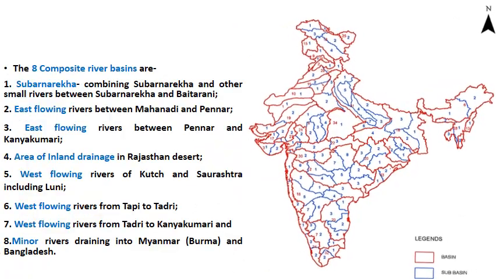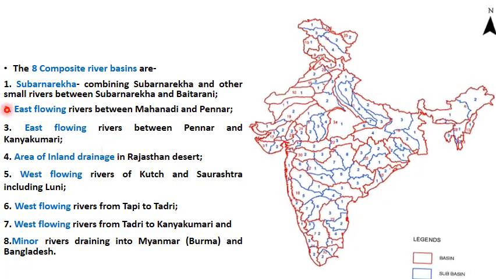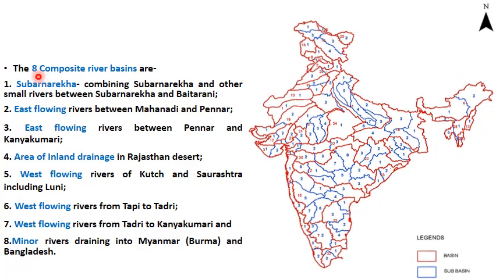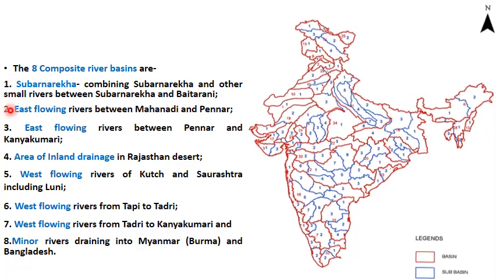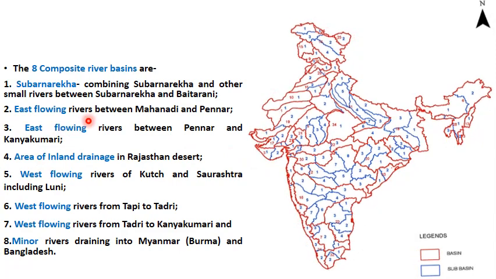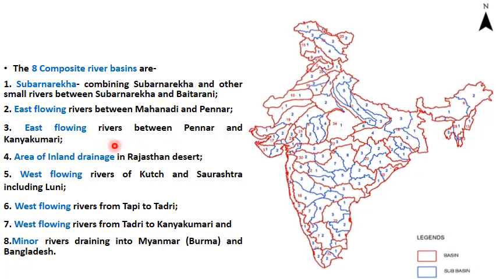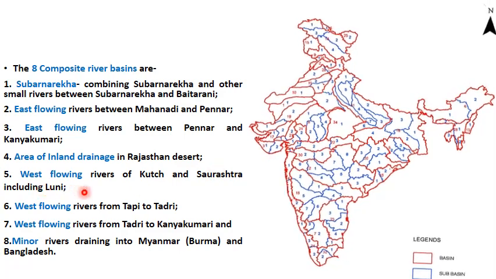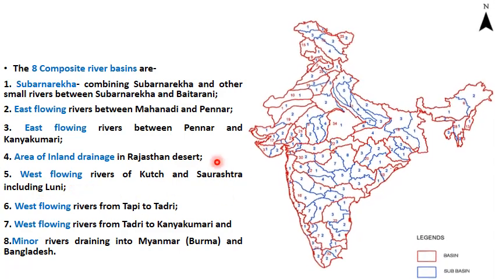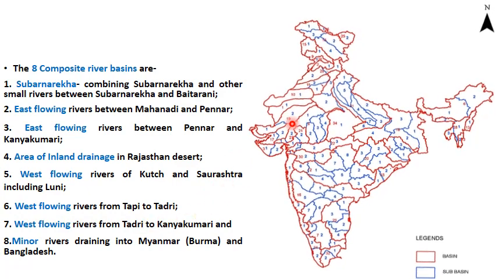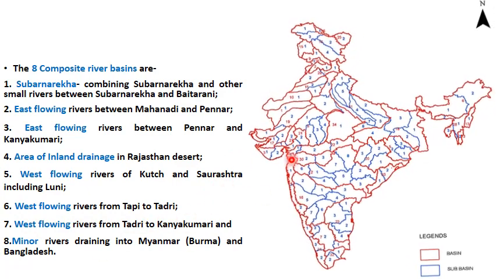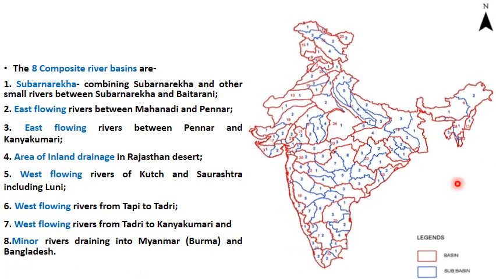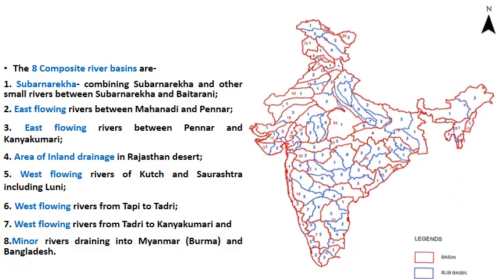The 8 composite river basins are Subarnarekha, combining Subarnarekha and other small rivers between Subarnarekha and Baitarani. These numbers on the map will show you these rivers. East flowing rivers between Mahanadi and Pennar, east flowing rivers between Pennar and Kanyakumari, area of inland drainage in the Rajasthan desert, west flowing rivers of Kutch and Saurashtra including Luni, west flowing rivers from Tapi to Tadri, west flowing rivers from Tadri to Kanyakumari, and minor rivers draining into Myanmar, that is Burma.